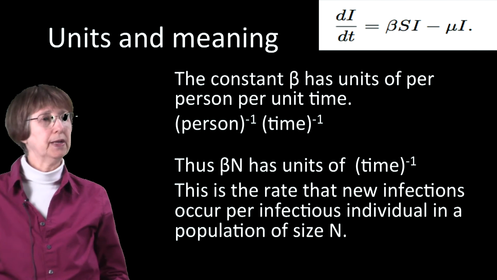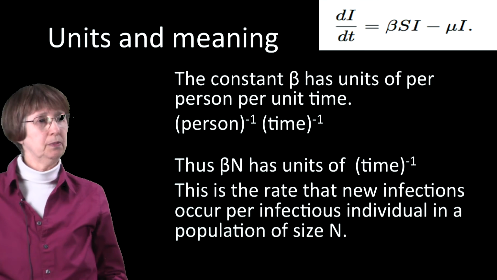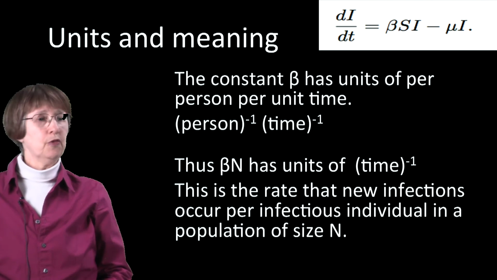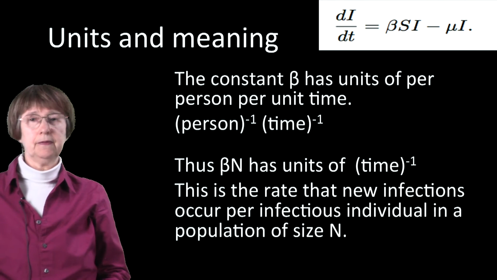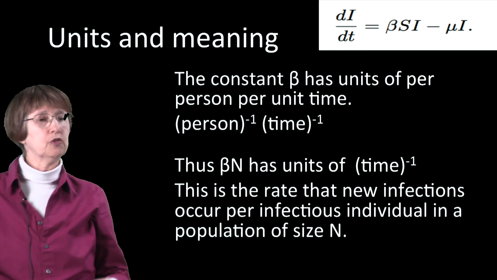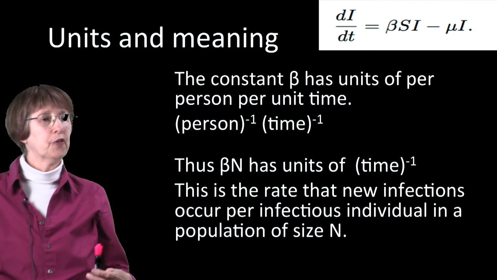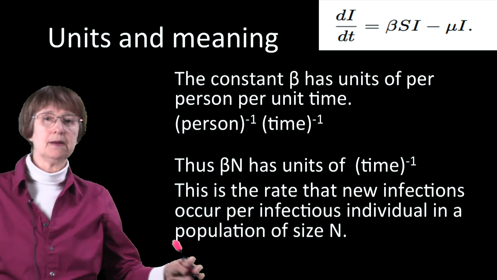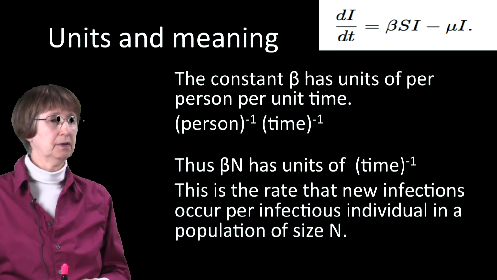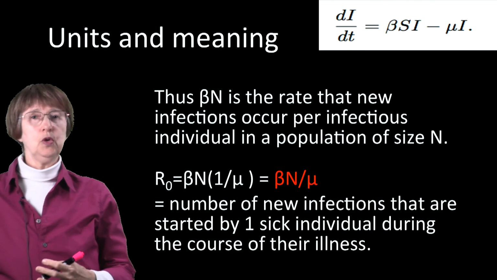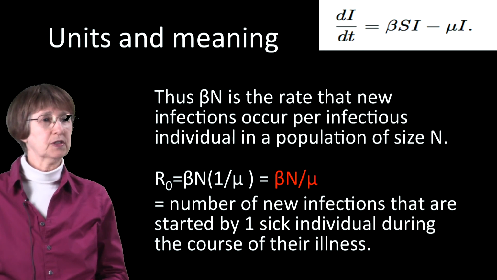Now let's think about beta. We said that the constant beta has units of per person per unit time. Therefore, beta multiplied by n has units of 1 over time. And this is the rate at which new infections occur for each infectious individual in a population of size n that can get infected. So therefore, beta n is the rate that new infections occur per infectious individual.